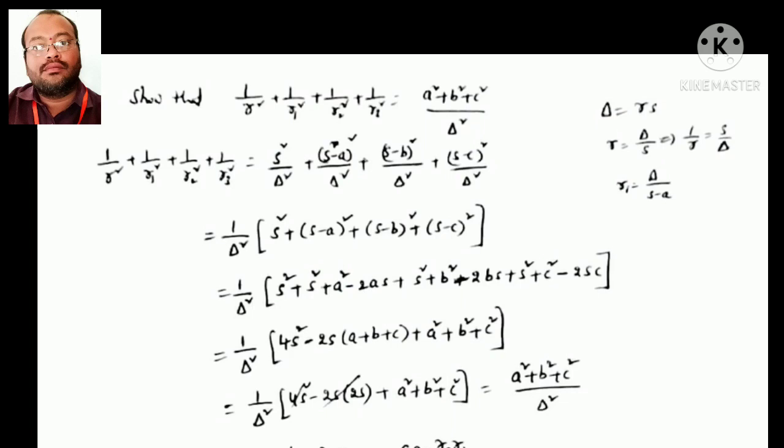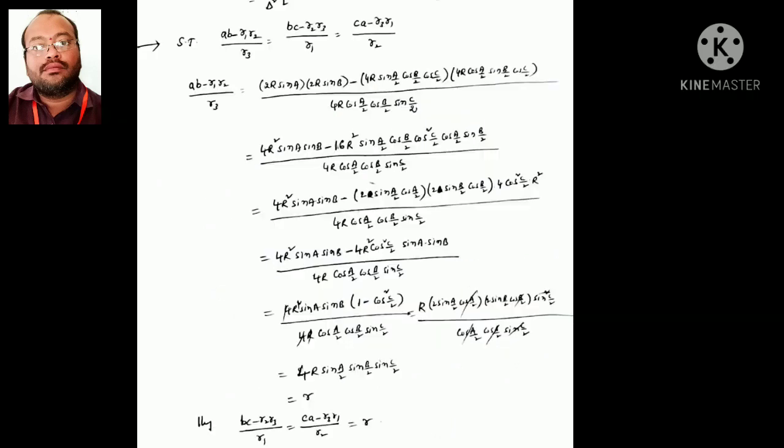So 2s into 2s is 4s square. Then 4s square gets cancelled. We can get a square plus b square plus c square in the numerator, delta square in the denominator. So finally we got the answer as a square plus b square plus c square by delta square. So we have to remember r1 value as delta by s minus a, so 1 by r1 will be s minus a by delta. Like that we can get the answer.